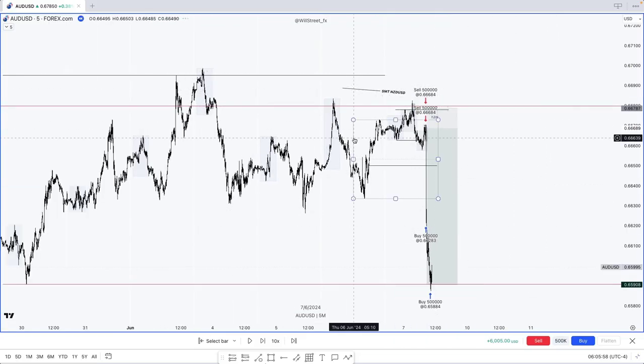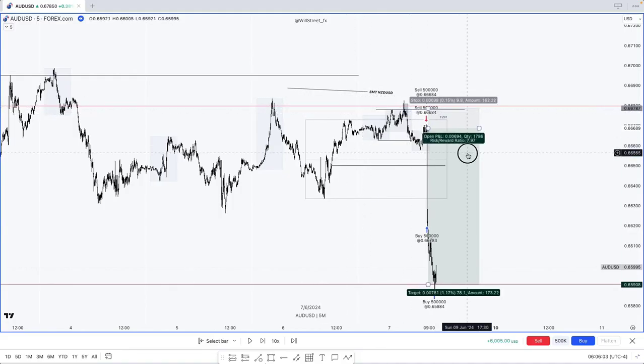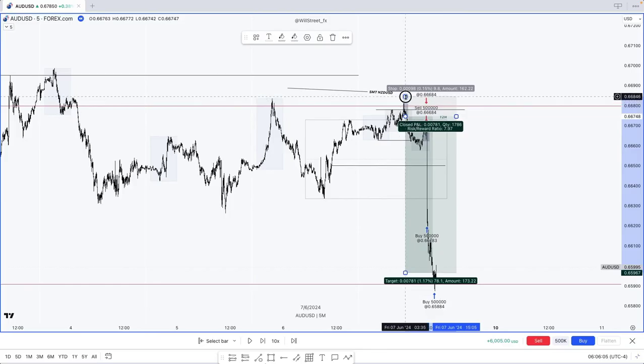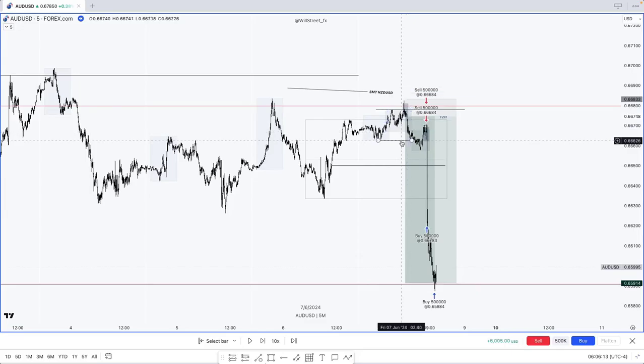This setup was too beautiful to be true, so I took that short here and I held the position. I mean, I took something out here, and the last one was here, exactly.